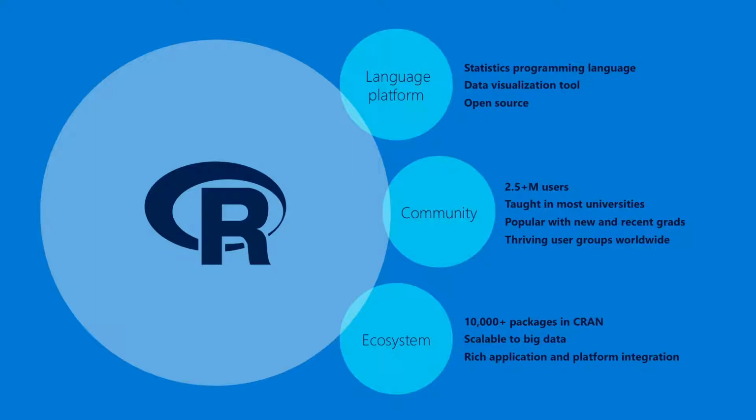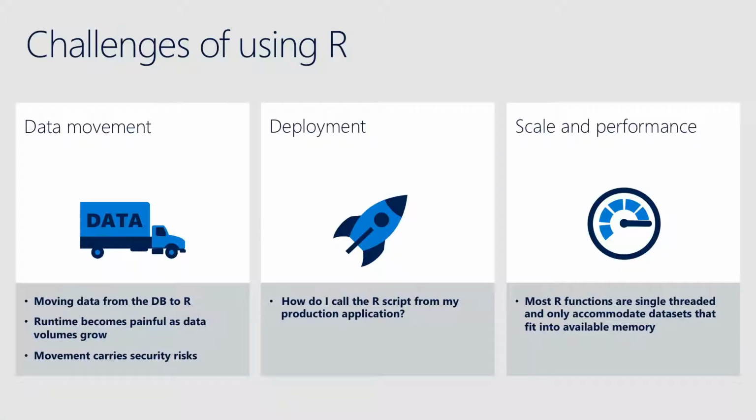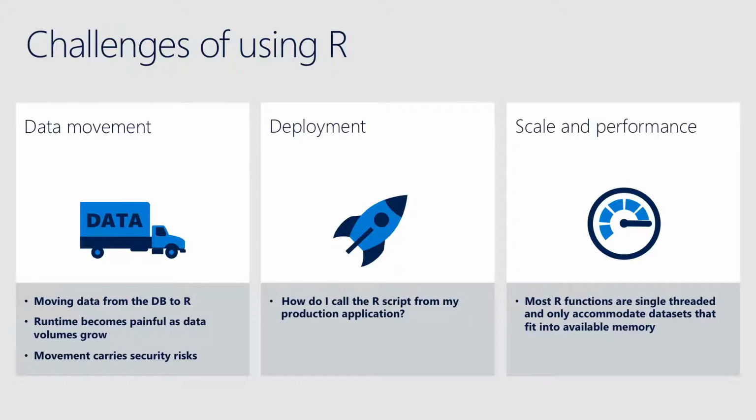R is great, but there can be some challenges using R. For example, when you execute an R script, the data is moved to the R runtime. This can cause problems if you have large volumes of data. The movement of data also can pose security risks. And how do you call your R script from an application in production?